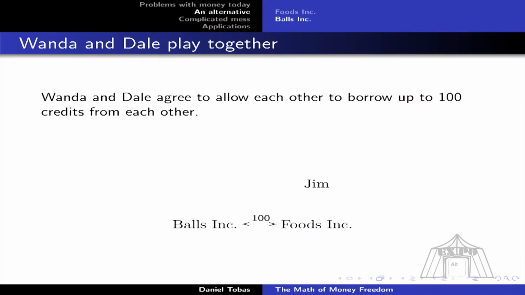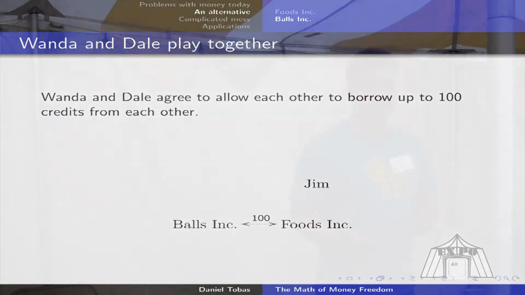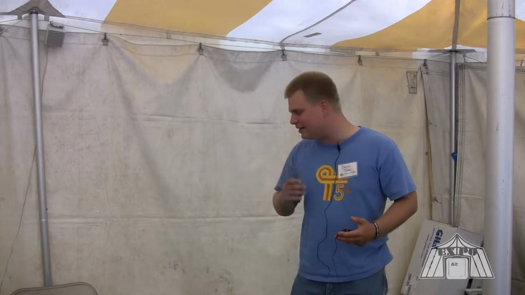So on the diagram, what I've drawn is between Balls Inc. and Foods Inc. there's a dotted arrow that goes both ways and 100 above the dotted arrow. And the dotted arrow is just representing that there's a line of credit there that could be used, but it's dotted because this arrow does not represent a debt. Now here's where it gets kind of complicated.